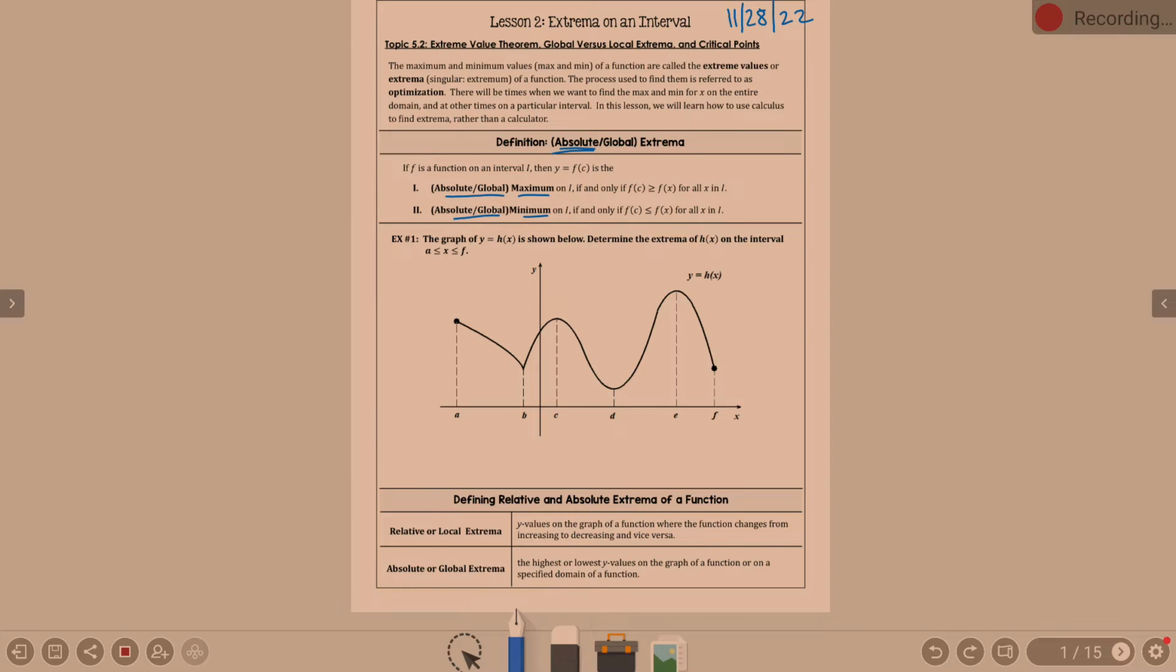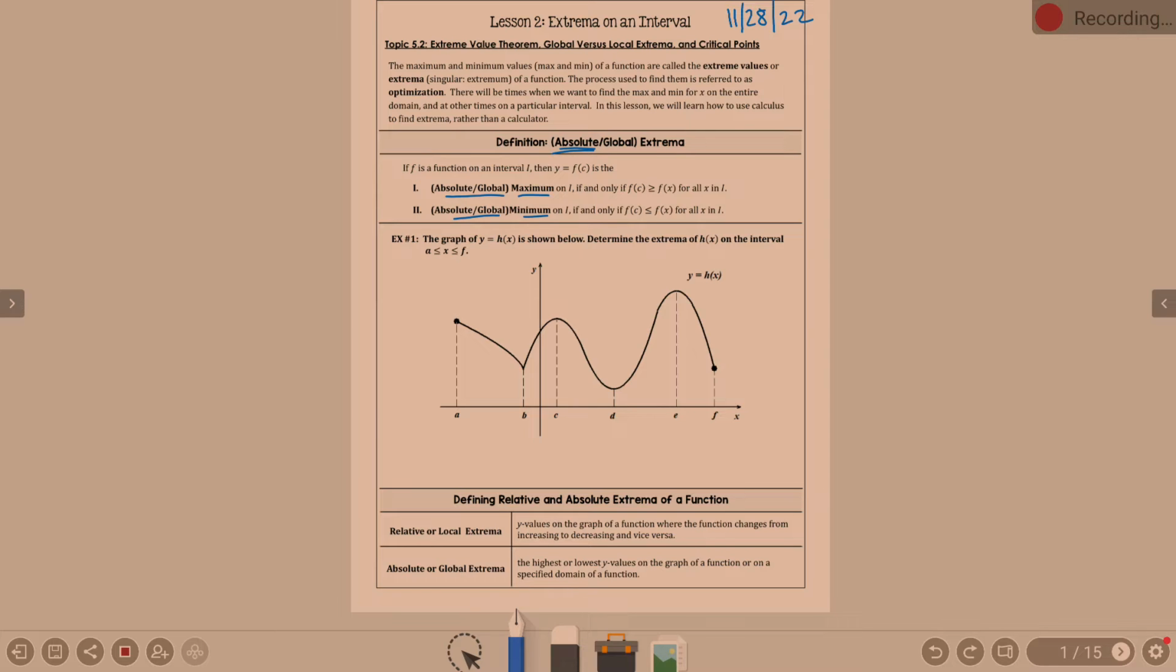Now I'm going to skip down and talk about the definition of relative or local. Any min or max can be relative or local, because it's local, maybe in the neighborhood, in that certain section of the graph, it is a min or a max. So y values on the graph of a function where the function changes from increasing to decreasing and vice versa are relative or local. Absolute or global are the highest or lowest y values on the graph of a specified domain of a function.